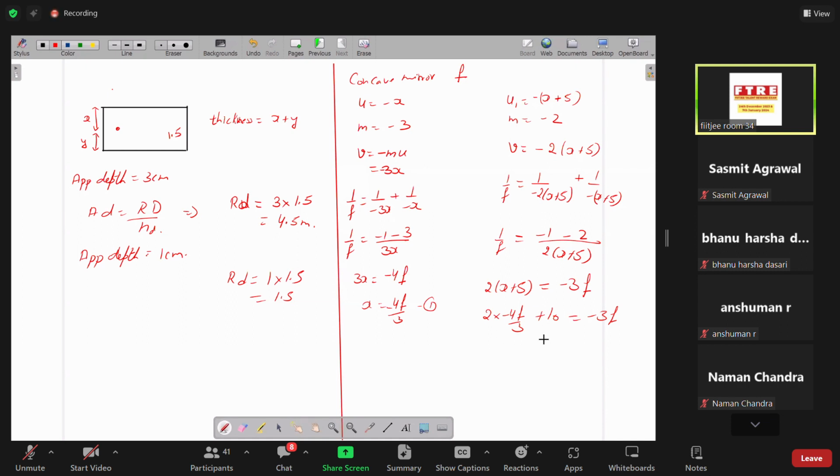So taking on the other side, 10 will be equal to minus 3f plus 8f by 3. It becomes minus f by 3, or f comes out to be minus 10 into 3. So n comes out to be 3. ठीक है? The answer is n is 3.